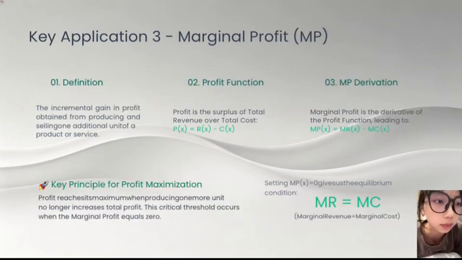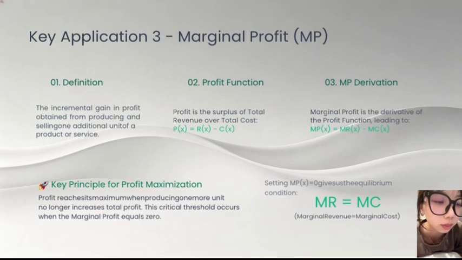This slide is about marginal profit, short for MP. First, definition. MP is the actual money we earn for making and selling one more product. Second, profit formula. Profit P of x equals total revenue R of x minus total cost C of x. Third, MP formula. MP of x equals marginal revenue MR of x minus marginal cost MC of x.